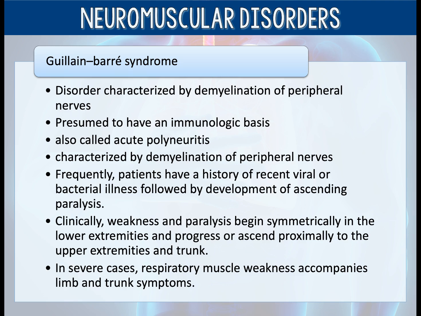And how does this affect the respiratory system? Clinically, weakness and paralysis begins symmetrically from the lower extremities, and then it starts to progress upwards, all the way up to your upper extremities, and it affects the trunk. So, in severe cases, the respiratory muscles become very weak, and of course, if the respiratory muscles are very weak, then you have problems with breathing.